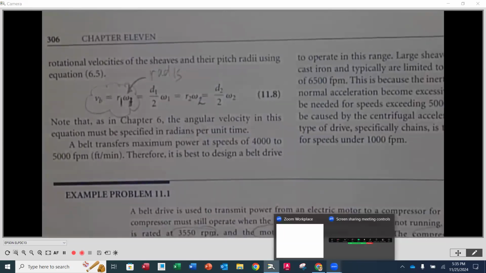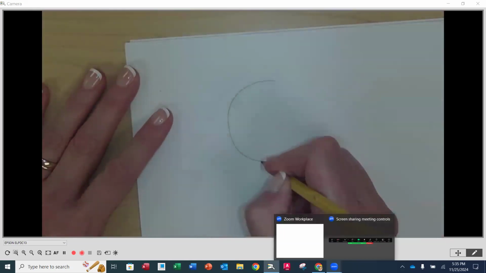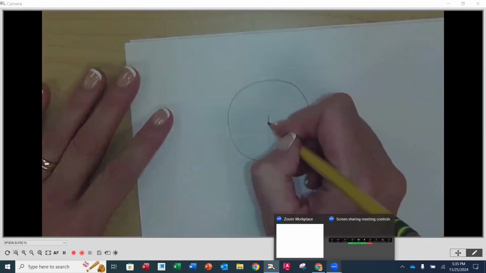So if we look at an application, for instance, of a sheave, here's our sheave, and here's our center.